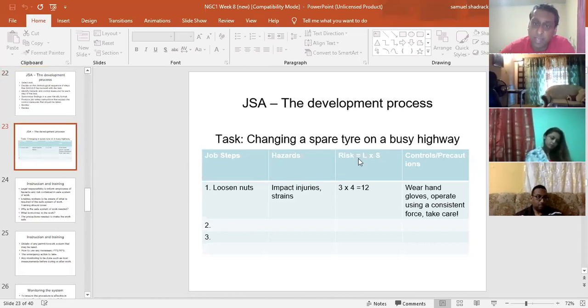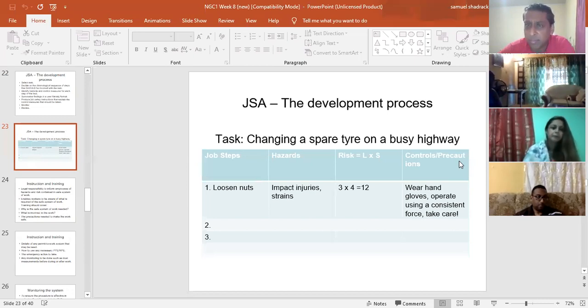With every hazard, you consider the risk. With every risk, you consider the controls. Last but not least, you date it. You put a review date. And maybe you put your name on it, the persons on the JSA team that completed the JSA.